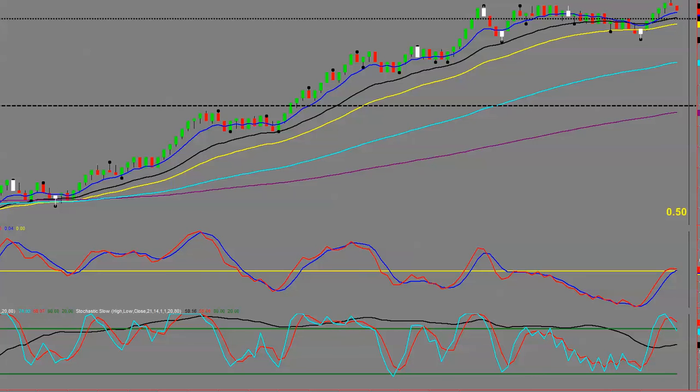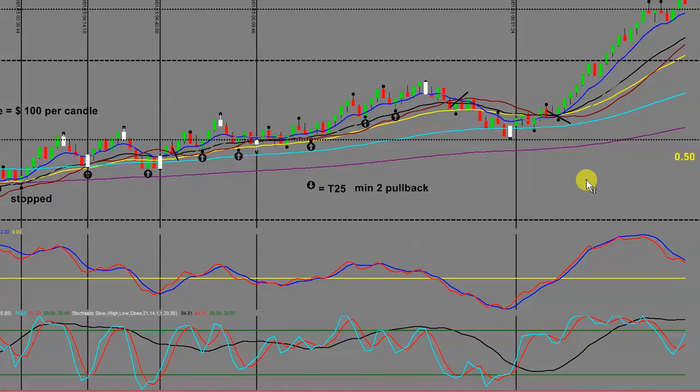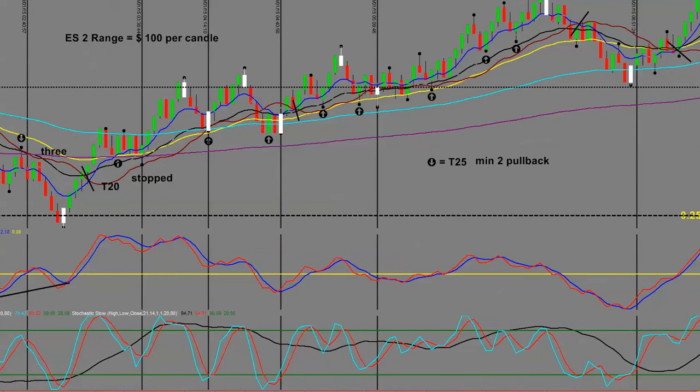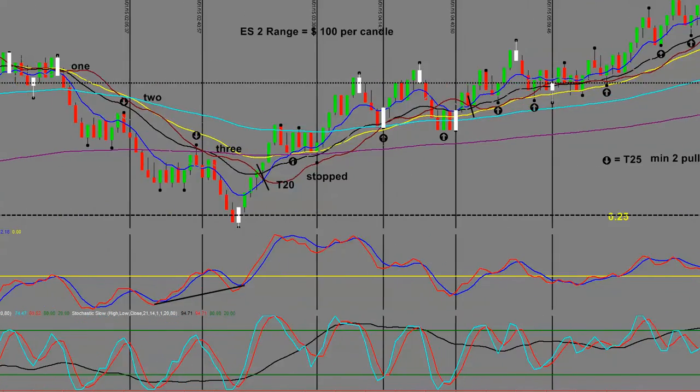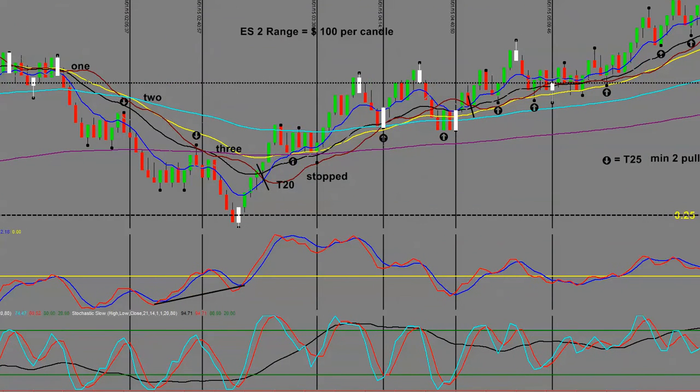So one range looks good, but if you want a slower market, or something that's a little slower than a one range, because during market conditions the one range can really move, you may consider a 1.5 or 2 range chart. And so we go for 2 range is $100 per candle. Now this is something that we need to consider in our risk management.